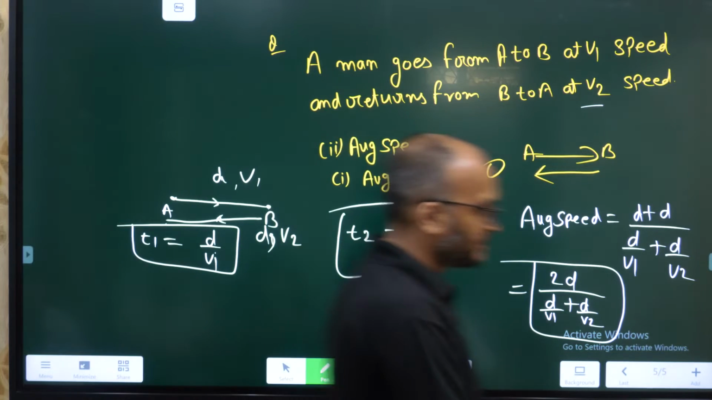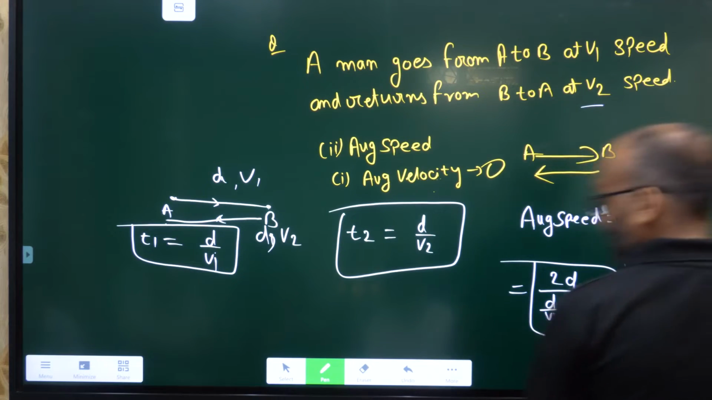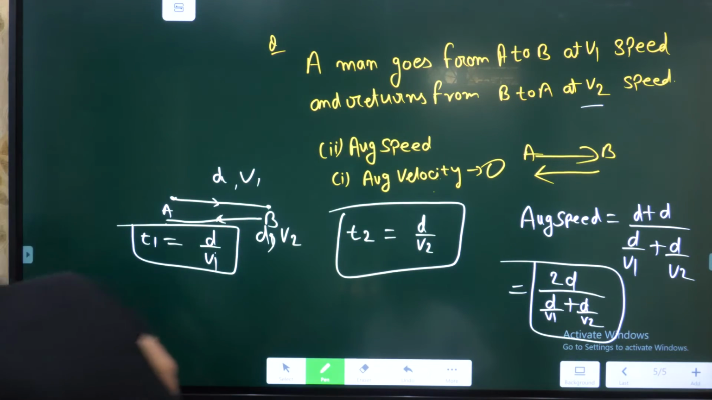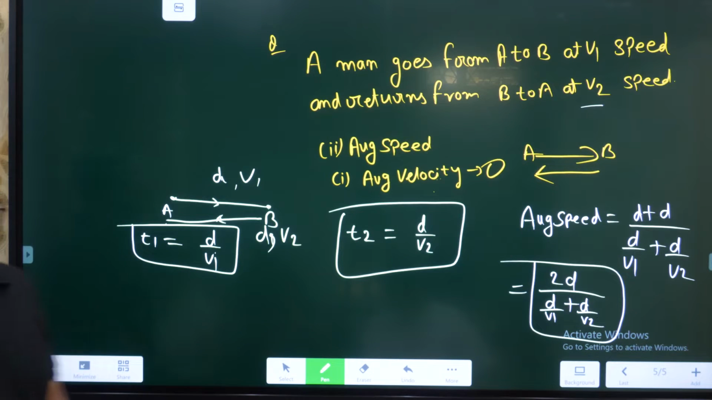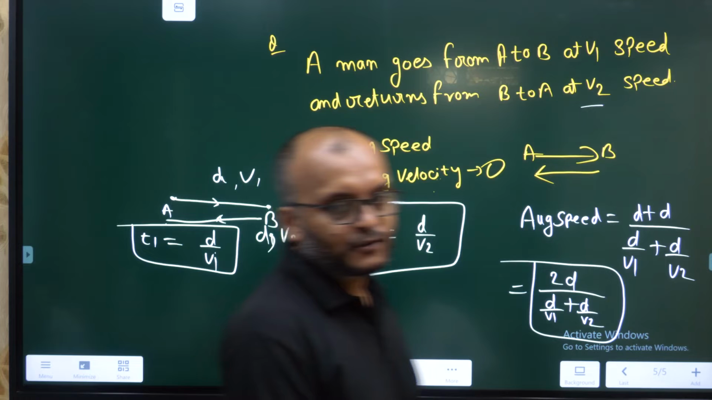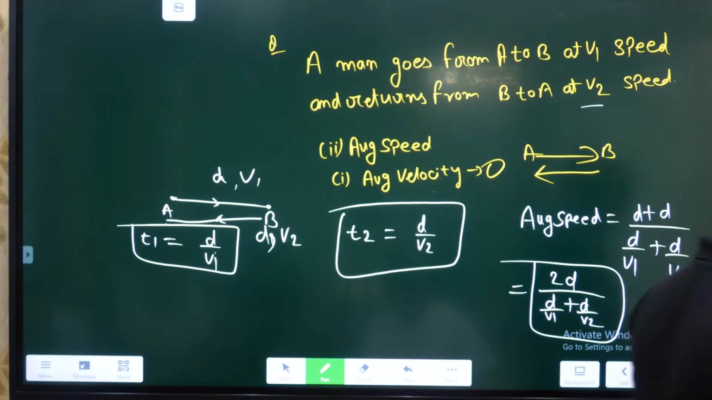Two V1 V2 upon V1 plus V2. Very good. Whatever it is, just note down the concept. Understood the concept? Yes or no? Yes, sir. Everyone? Yes, sir.